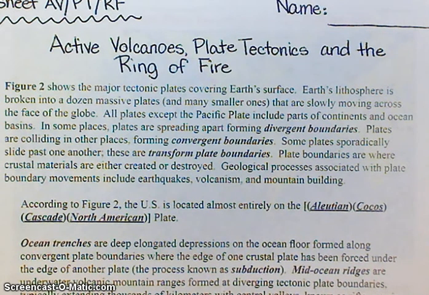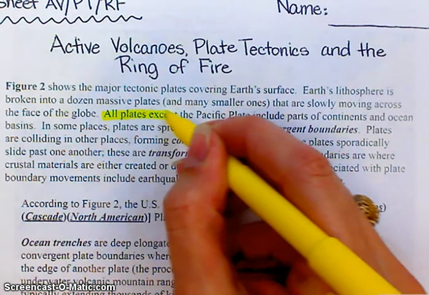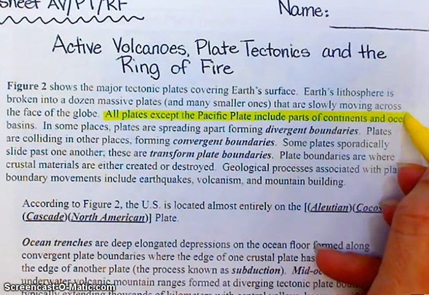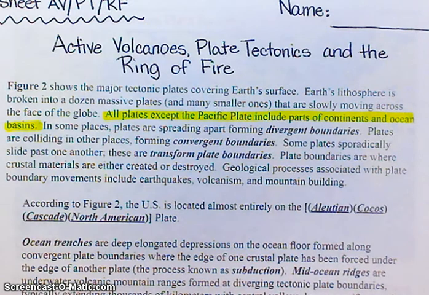All right. So it says figure 2 shows the major tectonic plates covering Earth's surface. Earth's lithosphere is broken into about a dozen massive plates and many smaller ones that are slowly moving across the face of the globe. All plates except the Pacific plate include parts of continents and ocean basins. I would highlight that just simply because the Pacific plate is an exception, because all of the other major plates have at least some continental crust, and the Pacific plate really doesn't. Okay.